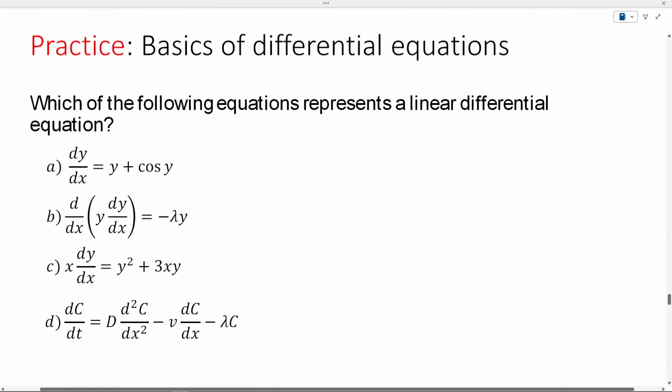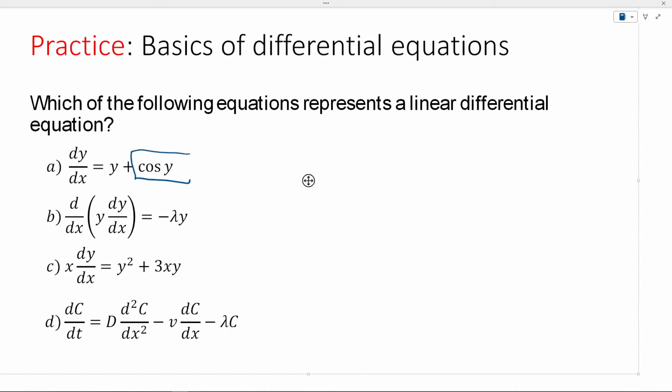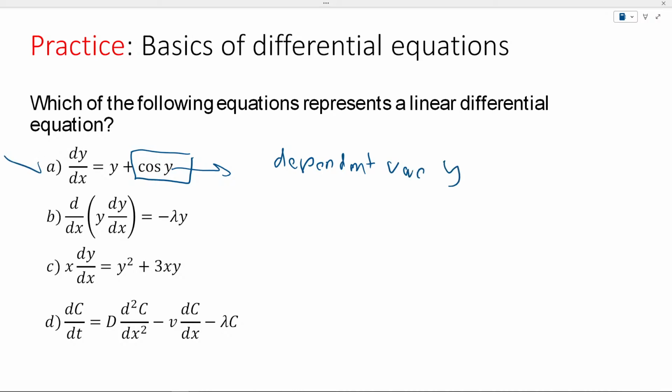Let's do the next one. Which of the following equations represents a nonlinear differential equation? Let's look here. This is nonlinear because I have a transcendental function of my dependent variable. So I have dependent variable y, and I have a transcendental function. This tells me it is nonlinear. So this is wrong. This guy is nonlinear.